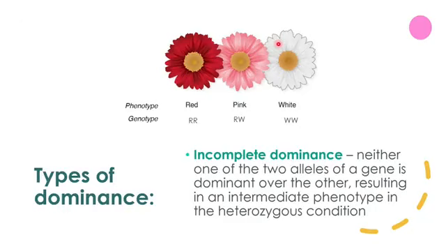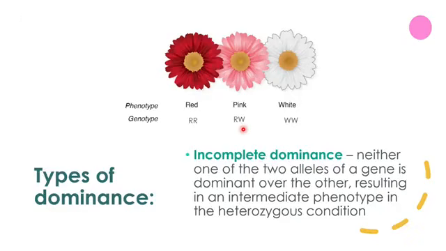Now, if we've got incomplete dominance, the two alleles that you see here, the one for the red and the one for the white, the one can't dominate the other one, and that's why you find almost like an in-between, between the two alleles, an intermediate phenotype, which is then in this case a pink condition.